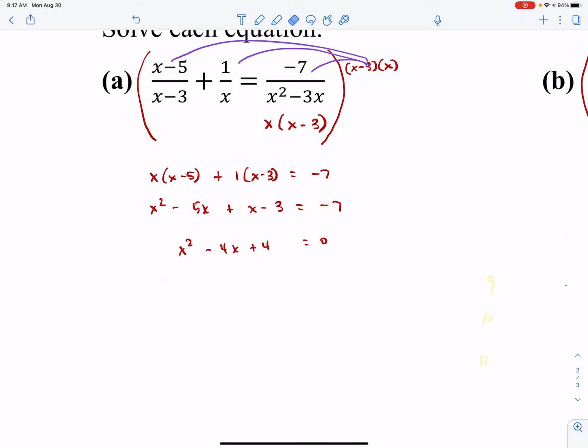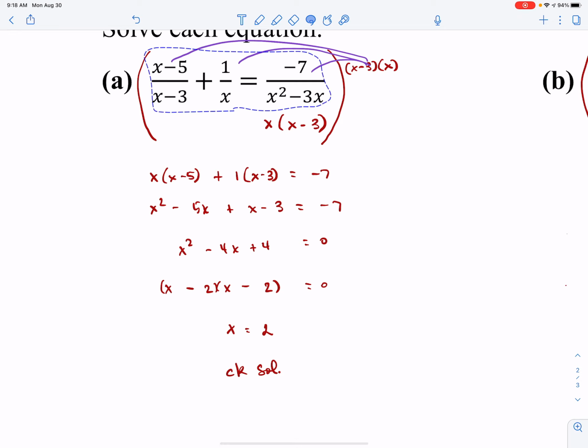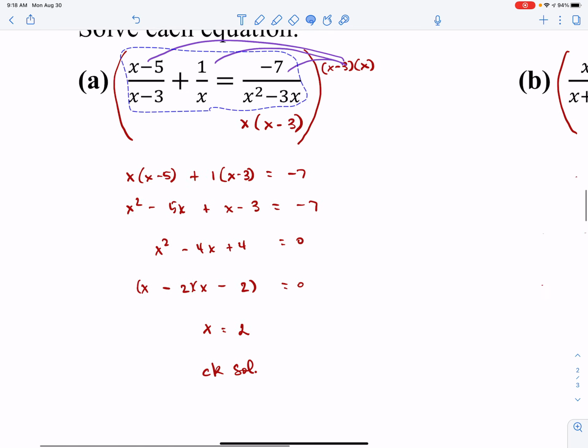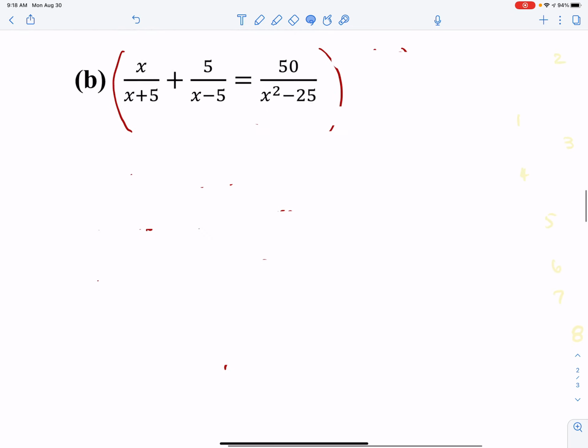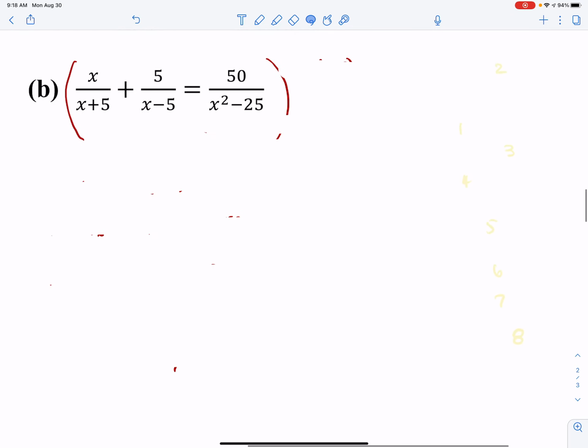Now we have a quadratic. I personally would rather use factoring on this particular quadratic as I solve. And so I factor my trinomial. The only solution here is an x equals 2. When I go and I check my solutions, if I plug x equals 2 into my original equation, nothing makes a 0 on bottom, so I'm allowed to keep this as a solution. Let's go ahead over to part B and do the same thing.